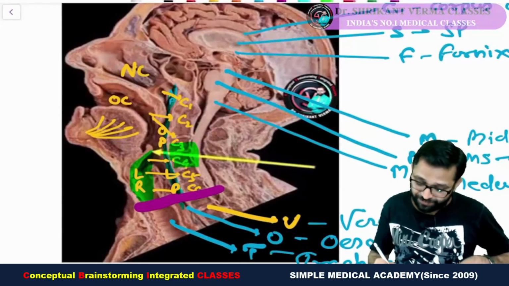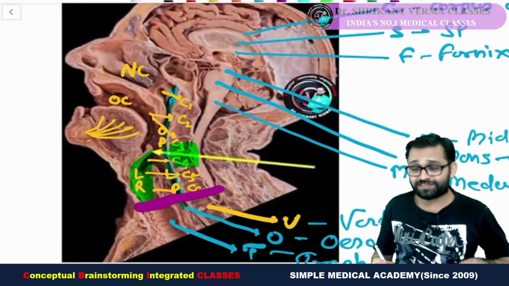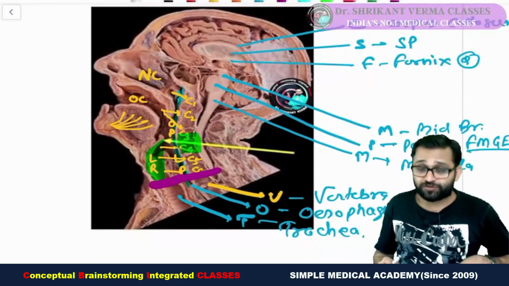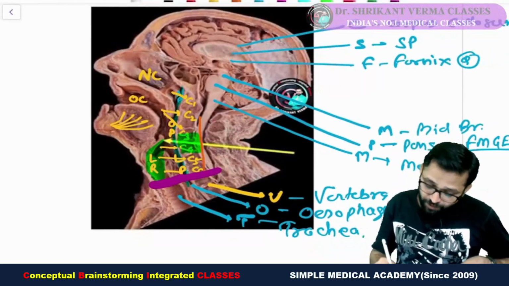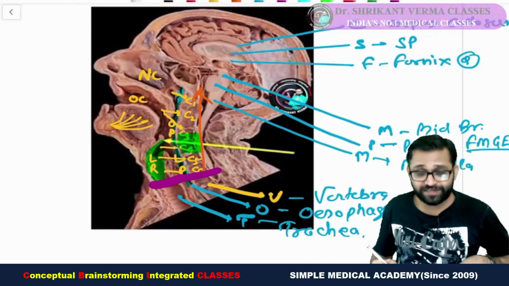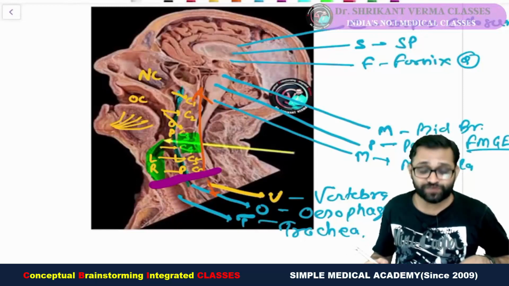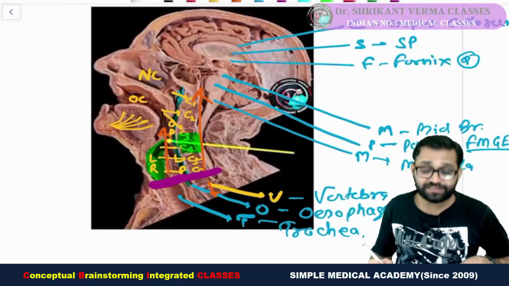C6 is the vertebra which is the narrowest part of the GIT. Yes, narrowest point of the GIT. Above it there is the pharynx. Below it there is the esophagus. Above it there is the larynx. Below it there is the trachea.